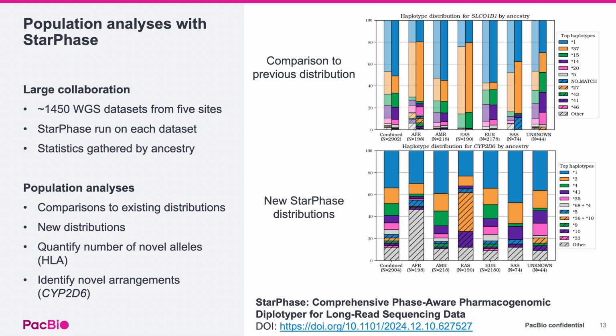Lastly, we were able to look at novel rearrangements in the CYP2D6 gene. While we only found a handful of these across our entire population, they may be of interest to certain researchers who are studying CYP2D6, in particular how deletions and duplications get propagated within this complex gene.